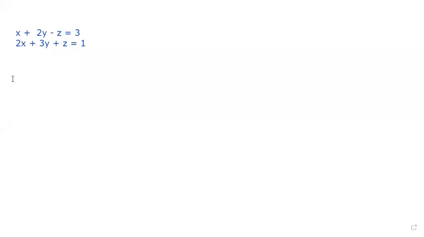Okay, here we want to look at a linear system. One thing that we discussed earlier, we said that when we're solving linear equations, three things can happen. You can have a unique solution.